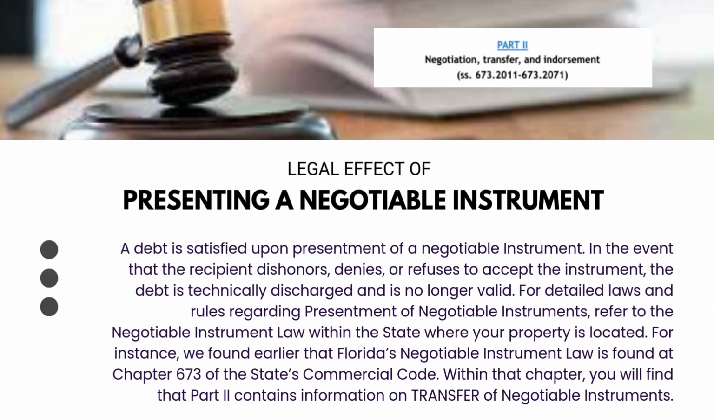Now, what's the significance and the legal effect of presenting a negotiable instrument? Well, a debt is satisfied upon presentment of a negotiable instrument. It's totally satisfied up to the amount that the instrument was worth, and that is determined by the face value of the instrument and the number that is drawn on the instrument. In the event that the recipient dishonors, denies, or refuses to accept the instrument, the debt is technically discharged according to state law, and it is no longer valid.